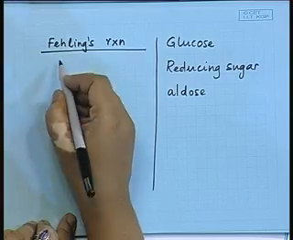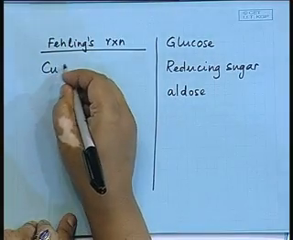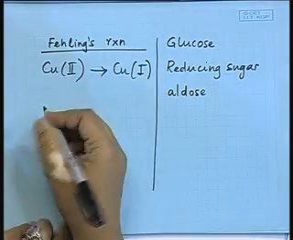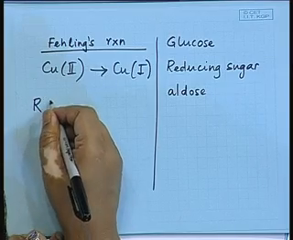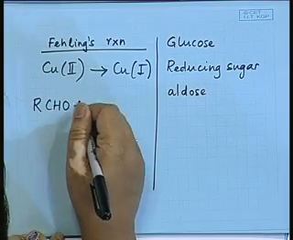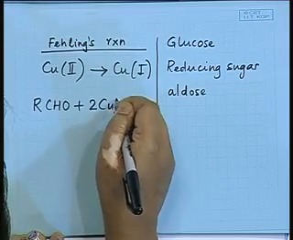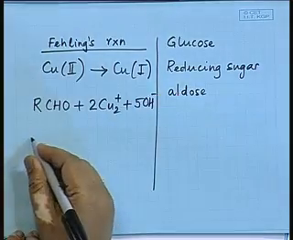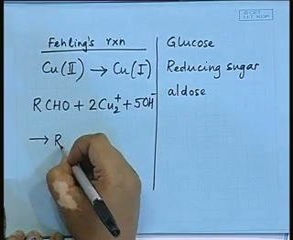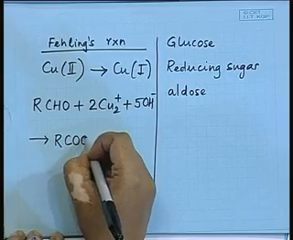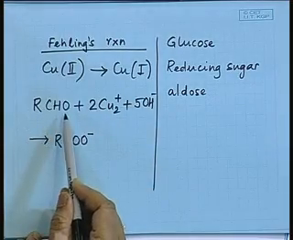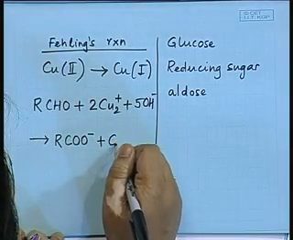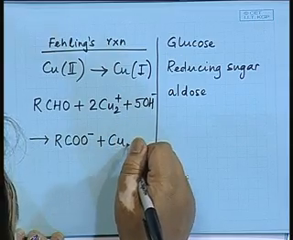What is basically happening here in Fehling's reaction is you are going from Cu2+ to Cu+. What happens is you have RCHO plus 2Cu2+ plus 5OH-. So, it is basically an alkaline medium where this goes to RCOO-. So, what have we formed from glucose? We have formed gluconate plus Cu2O.